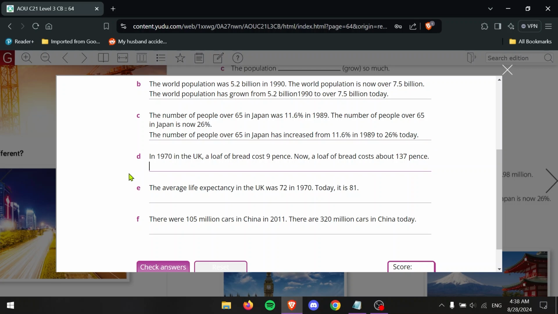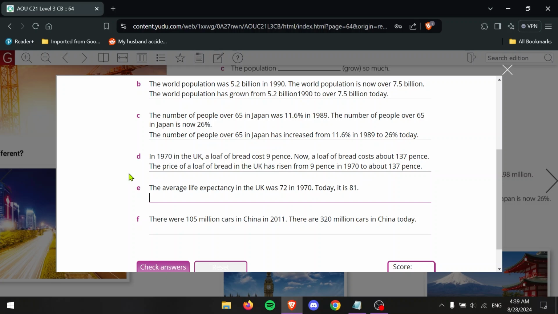Then you have D. In 1970, in the UK, a loaf of bread cost 9 pence. Now, a loaf of bread costs about 137 pence. That is a steep increase. Wow. I'll say the price of a loaf of bread in the UK has risen from 9 pence in 1970. Don't forget the year. To about 137 pence.